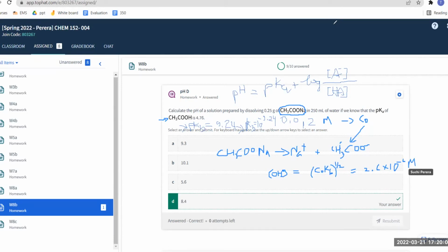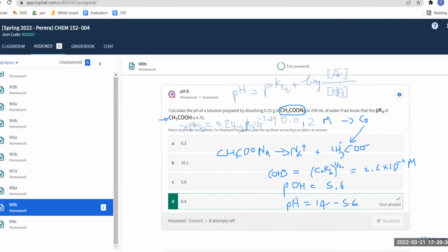Can you calculate the pOH? Yes, I got 5.6. Can you calculate the pH? Yes, I got 8.4. That is 14 minus pOH, so 14 minus 5.6, which is going to be 8.4.